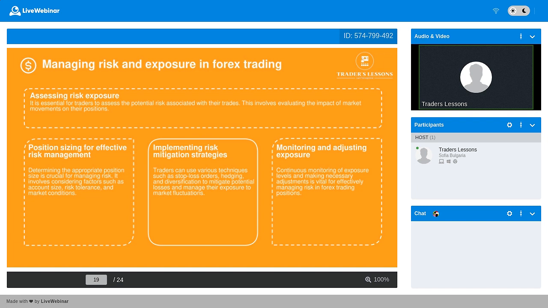So you need to first determine the appropriate position size, because it's crucial for risk management, and it involves considering factors such as account size, your balance, risk tolerance, like how much you're willing to risk, and market conditions. Will this be a highly volatile market today, or exactly the opposite? Will it be a calm trading day, or week, or month, whatever. Also, implement risk mitigation strategies. Traders can use various techniques such as stop loss, take profits, hedging, and diversification to mitigate potential losses and, of course, manage their exposure to market fluctuations.